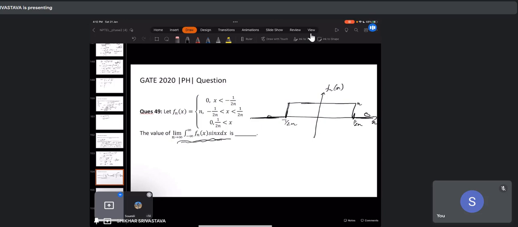So this is a little tricky question. It's easy, but you have to just apply some brain. So limit n tending to infinity. When n will tend to infinity, or when n will become large, what will happen to these two limits? Any guess? Will it go outside or inside when n will become large?